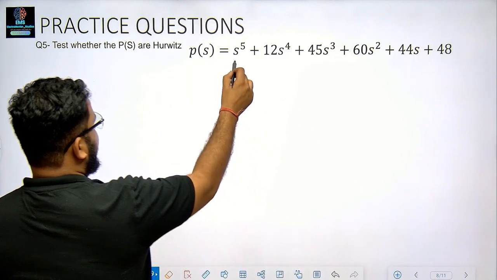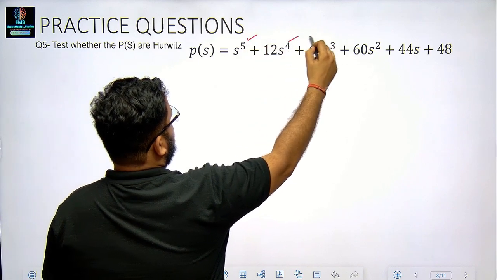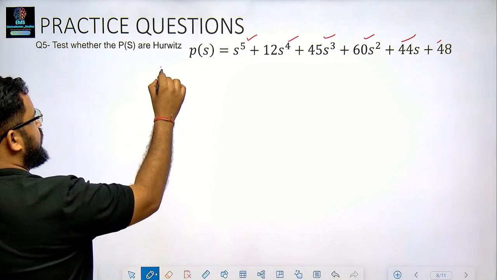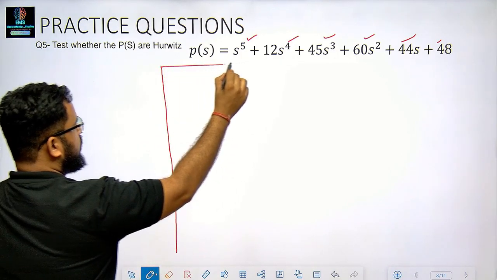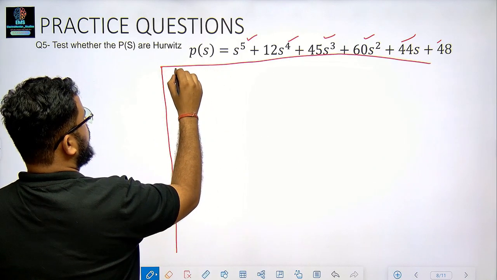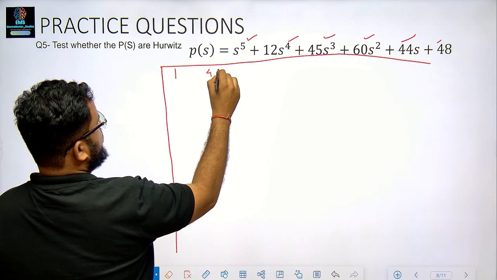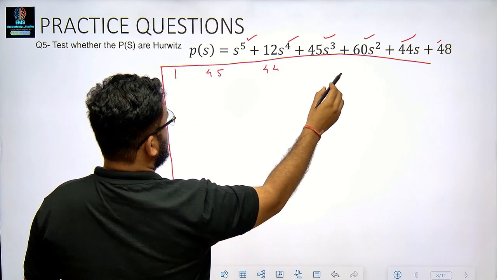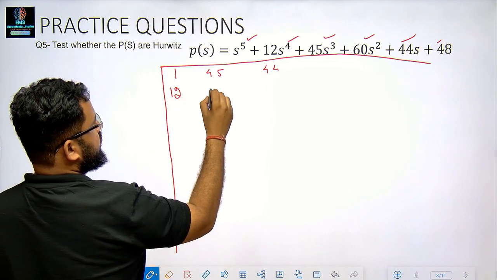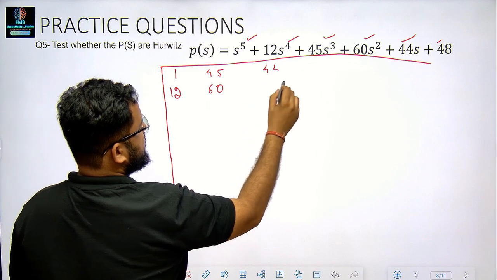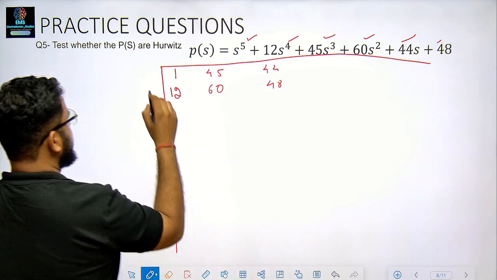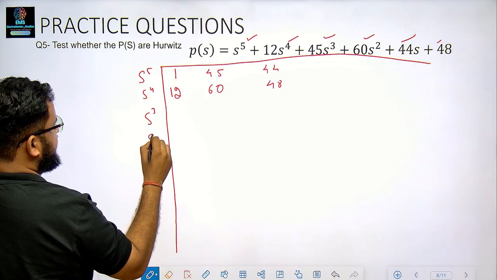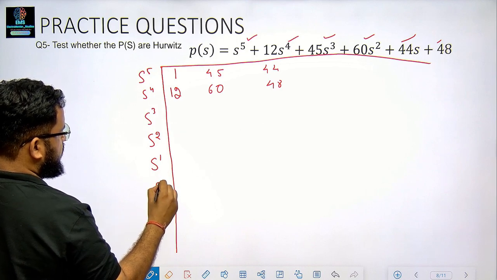Now we have a question. PS is equals to this. Now all the powers are there. Okay. So let us just check out whether this is going to be a Hurwitz polynomial or not. So we have got 1, 45, 44, 12, 60 and 48. This is S5, 4, 3, 2, 1, 0.